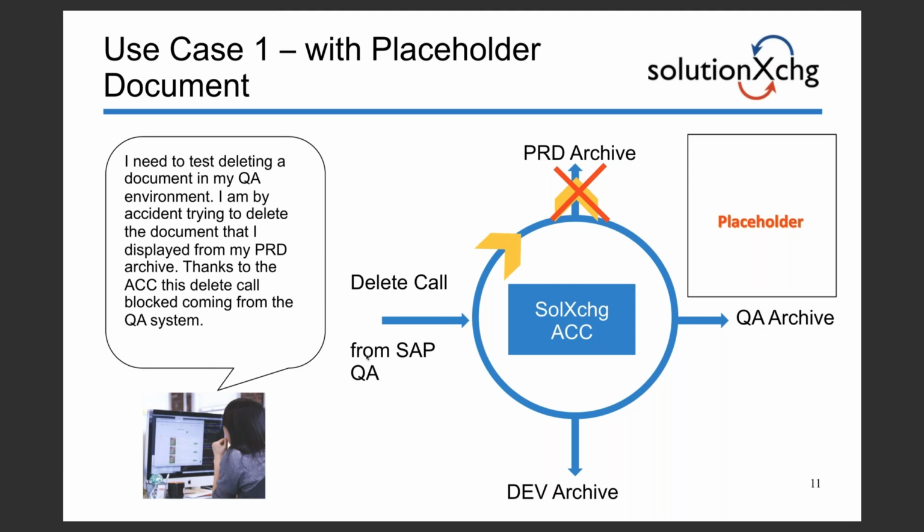And last but not least, what happens if I try a delete call, and I'm trying to delete a document by accident in my production archive with the placeholder activated? The delete call is blocked, and I would only see a placeholder. So for all major business scenarios, the read scenario, the create scenario, and the delete scenario, the ACC provides complete safety for all the documents that are associated and linked to your QA system.